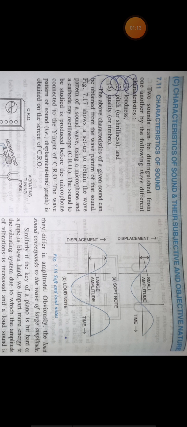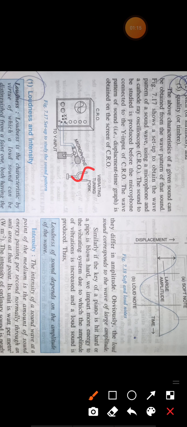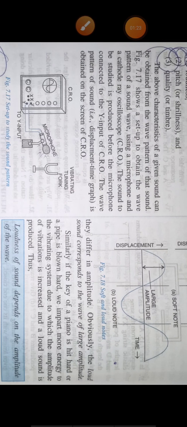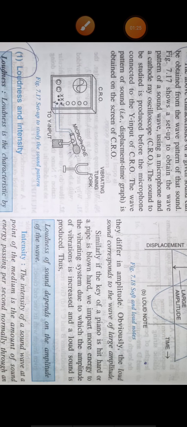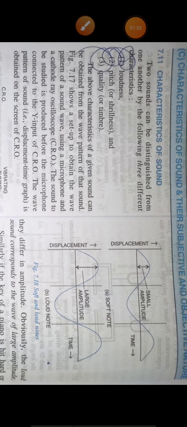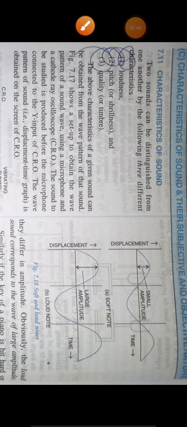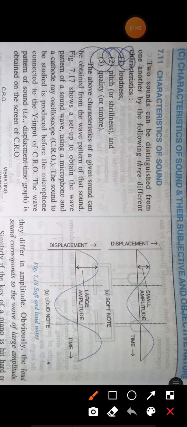Suppose you are speaking into this microphone. The CRO will show you the wave nature of your voice. Or suppose you are hitting a tuning fork with something, so that means you are creating some sound. Then this CRO will show you the wave nature of that sound. Using this wave nature, you can easily calculate the amplitude as well as the frequency of that wave.